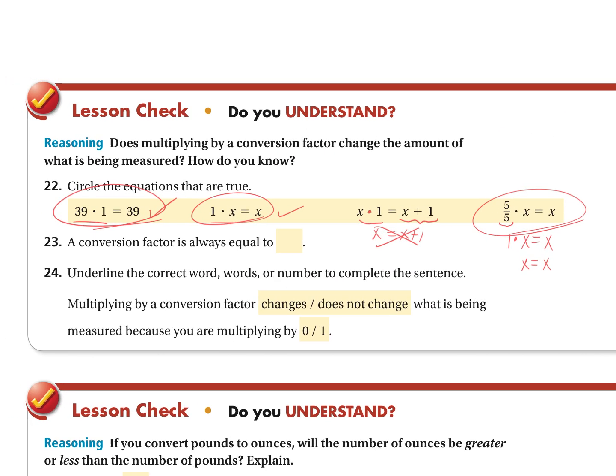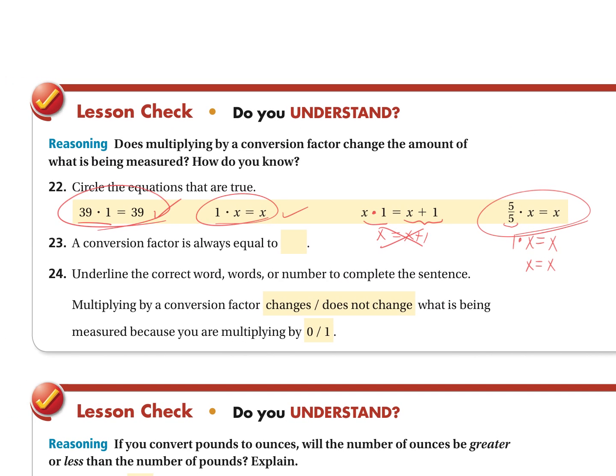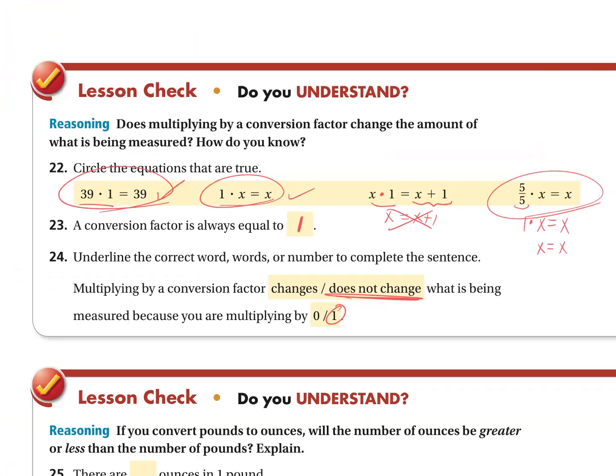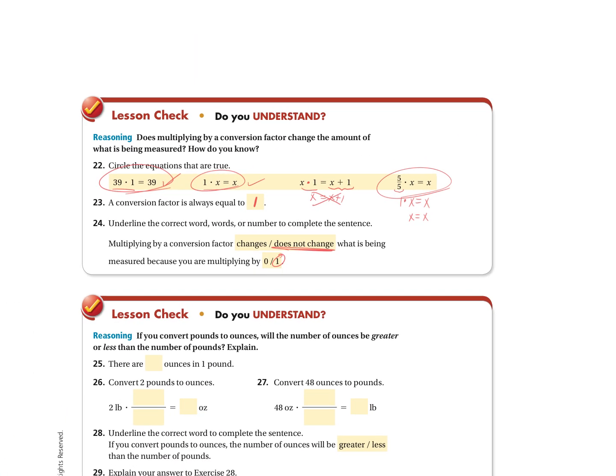And then one thing you need to know, a conversion factor is always equal to 1, right? We covered this in either the previous slide or the slide before. A conversion factor is always equal to 1. We have the exact same thing on the top and on the bottom, just with different units. So multiplying by a conversion factor does not change what is being measured because you are multiplying by 1, and multiplying by 1 doesn't change anything.